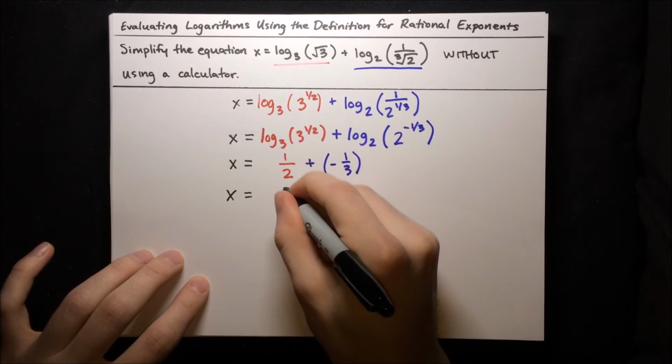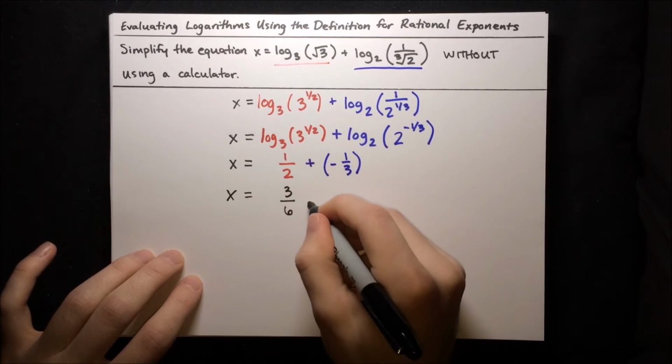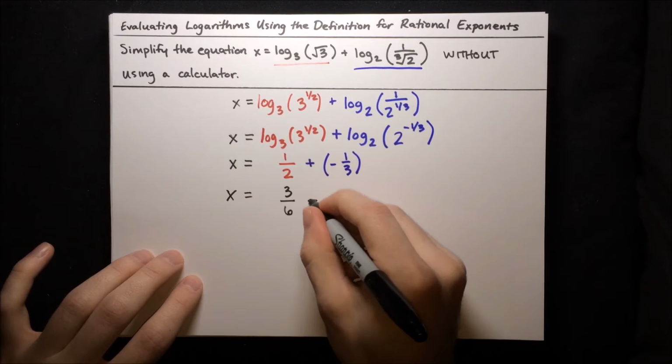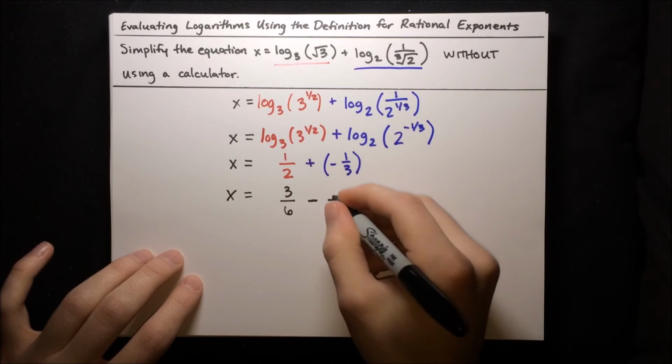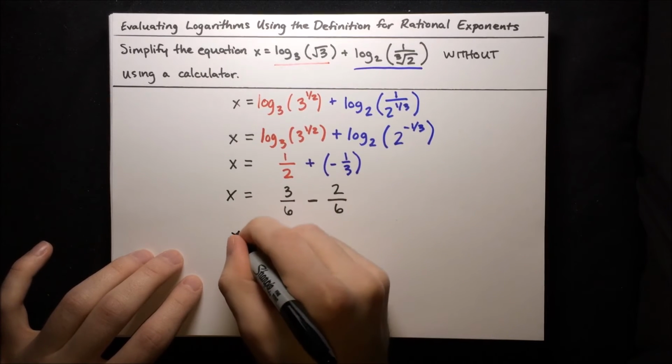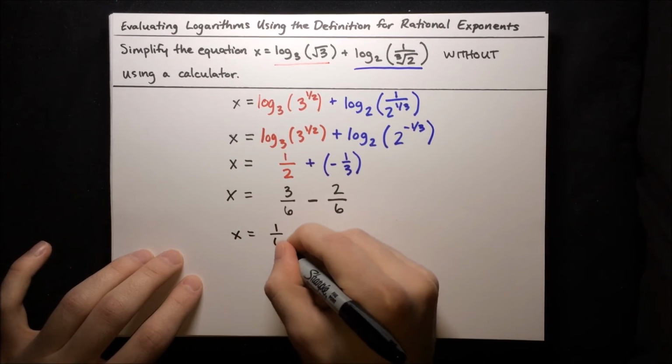So over 6, 1/2 is 3 over 6, multiplied by 3 on top and bottom, and then minus over 6, multiply top and bottom by 2 here, so minus 2/6. So x is just 1/6.